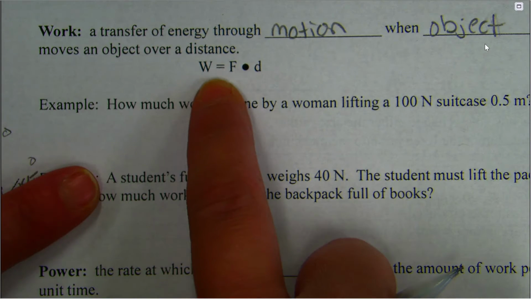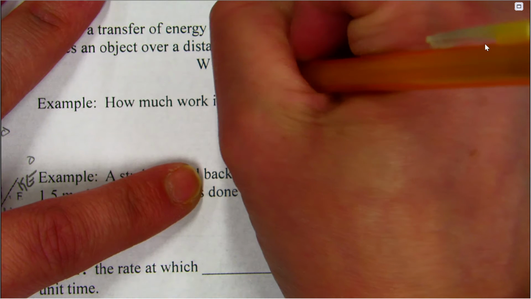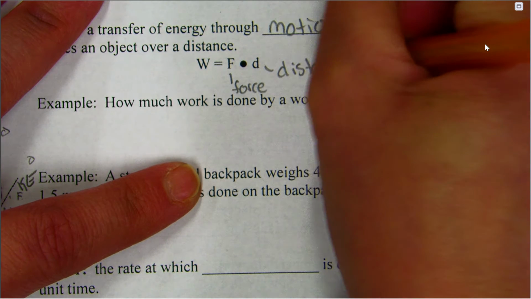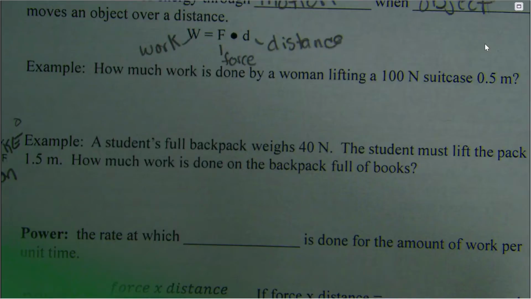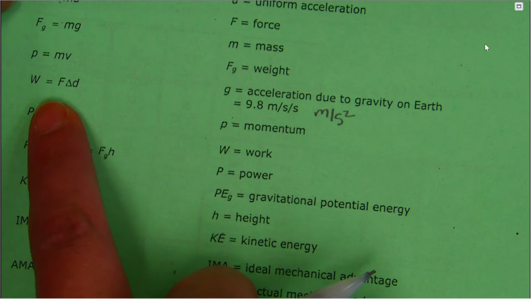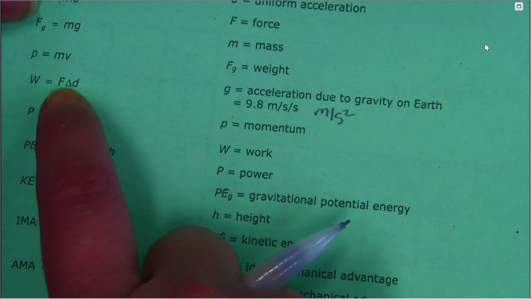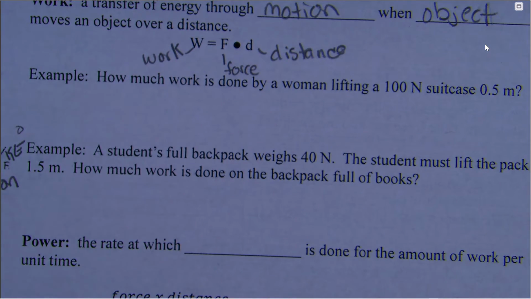And work is going to equal F, which we learned last unit is force. D is the distance. And W is the work. And again, you don't necessarily need to memorize this equation because it is on your reference tables. Work equals force times the change in distance. Remember that triangle means change, so that's simply a change in your distance.